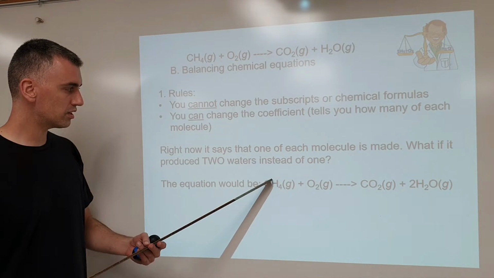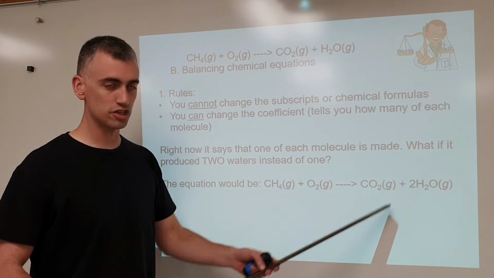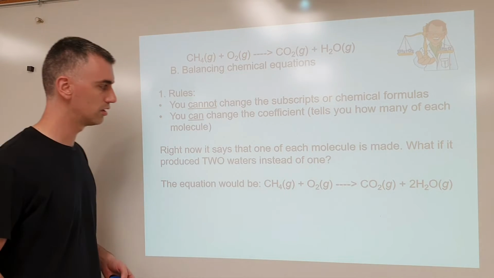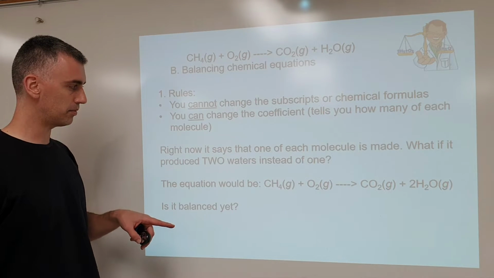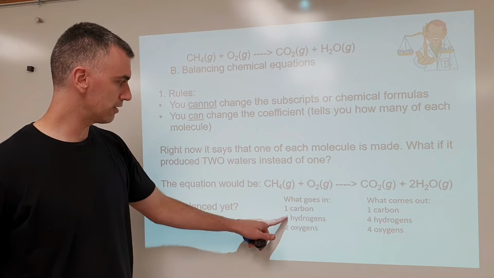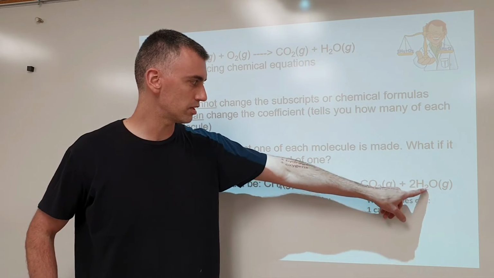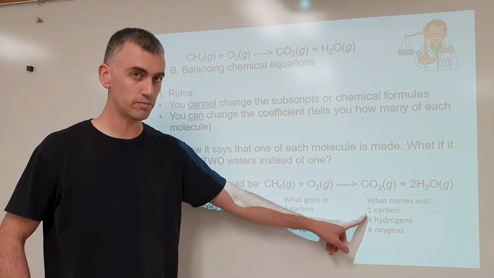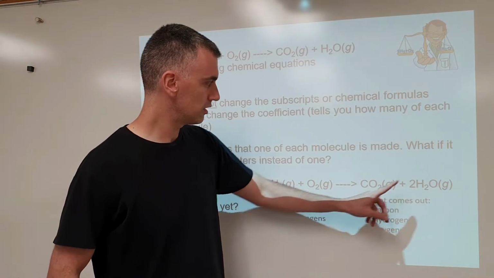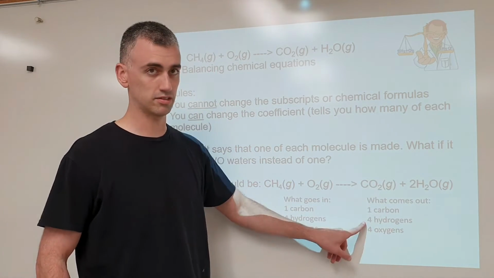Now we're saying one of these plus one of these makes one of these and 2 of these. So we're not changing the chemical equation at all. We're still saying water. We're just saying 2 waters instead of 1 water. If you did that and you counted it up, you could say 1 carbon, 4 hydrogen. 2 times 2 is 4 hydrogen. Distributive property, like in math. And this is 2 oxygens, not 1, because 2 times 1 is 2 oxygens. So 2 plus 2 is 4 oxygens.